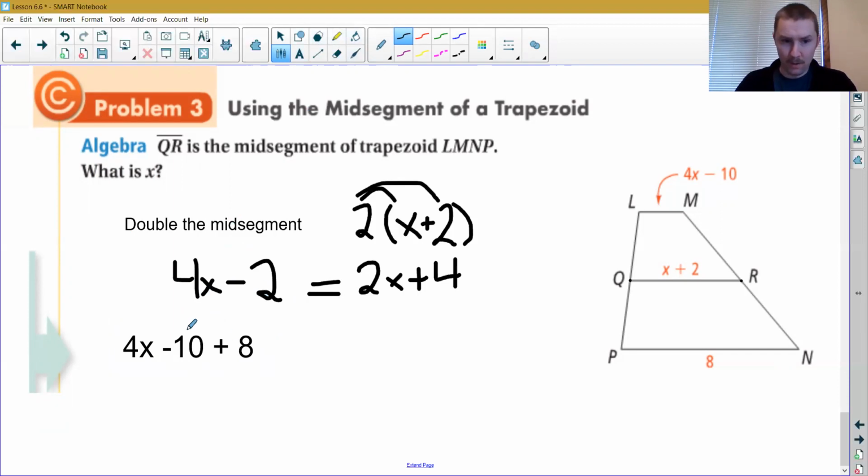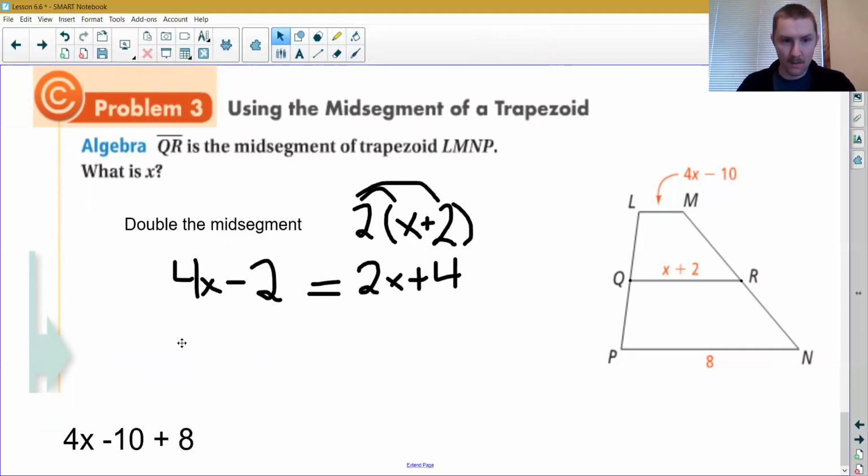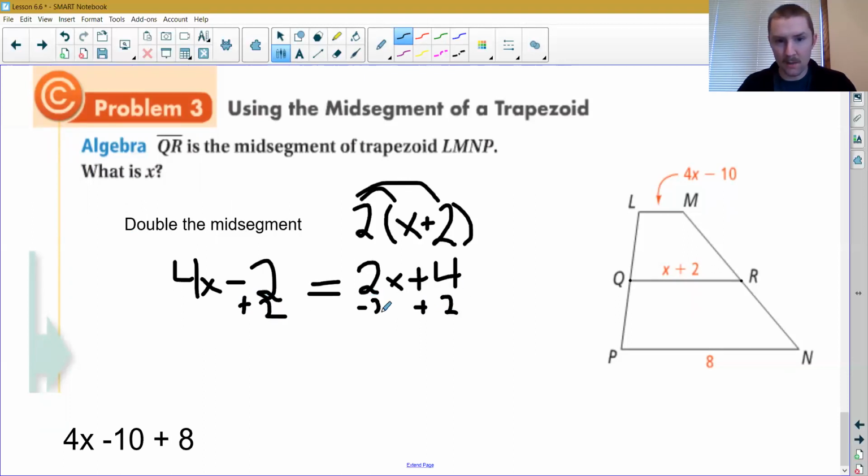So I can do algebra here, right? I can move things around and I can solve for x. I would add 2 here and add 2 over here to the 4, and I would subtract the 2x from both sides, and I get 2x is equal to 6. So x would need to equal 3. Okay, so I think x is equal to 3.